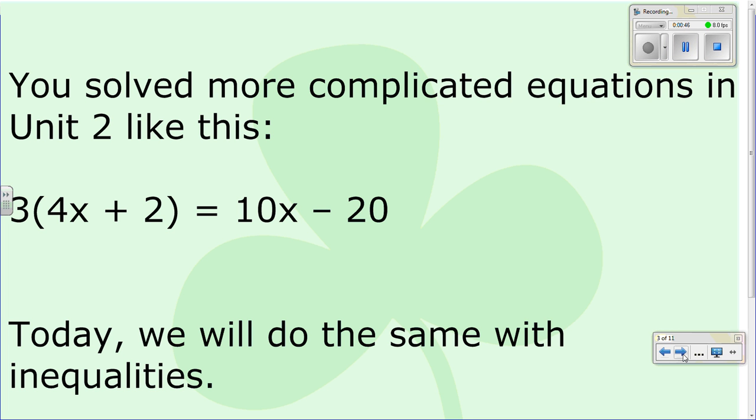So far we solved simple inequalities, 1 and 2 steps. But in Unit 2 we solved more extensive equations, like this one, where it was 3 times the quantity of 4x plus 2 equals 10x minus 20. Today, we're going to do the same thing with inequalities. We're going to learn how to solve the more difficult inequalities, like we did the equations.